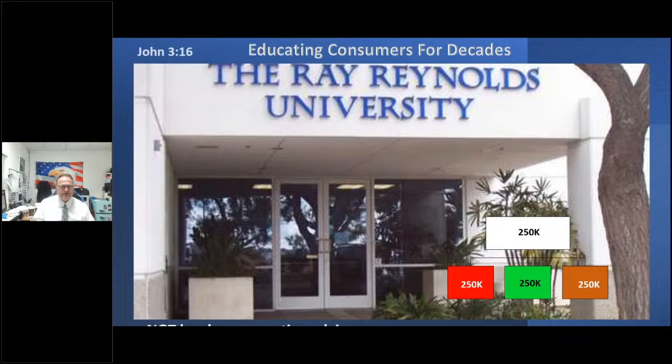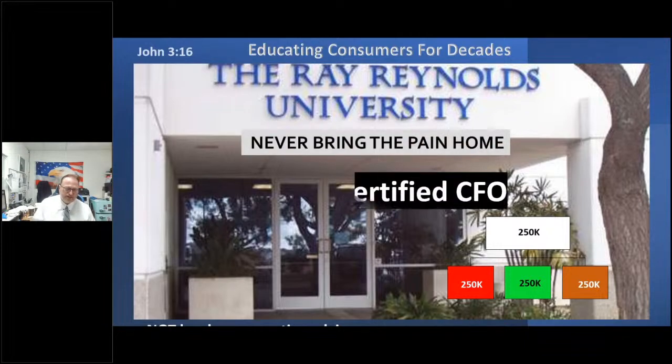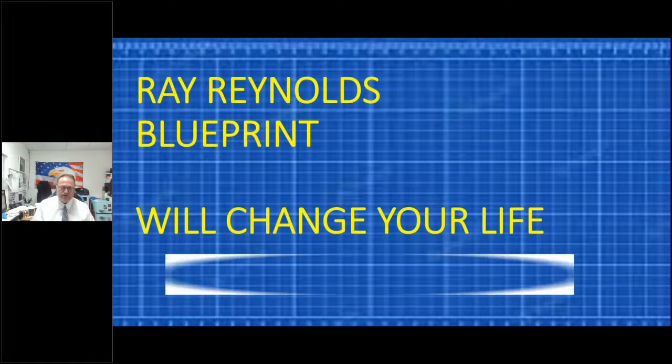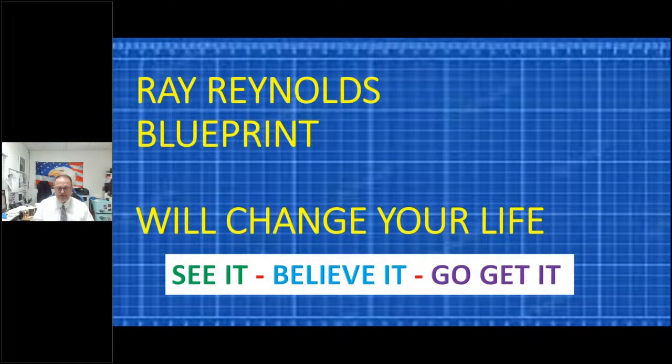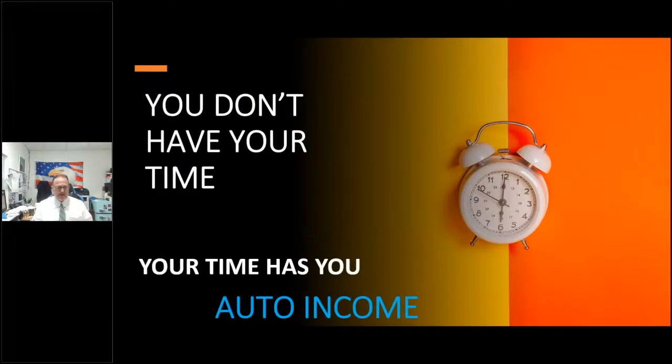There's a Ray Reynolds University. My building was 22,000 square feet, 2-story, just before I died in the coma. All right, kind of sucks when they steal from you alive. But I had to come out and rebuild it again and again. I used my original blueprint, see it, believe it, go get it. I've added to it all through the years. So you don't have your time. I think your time has you.